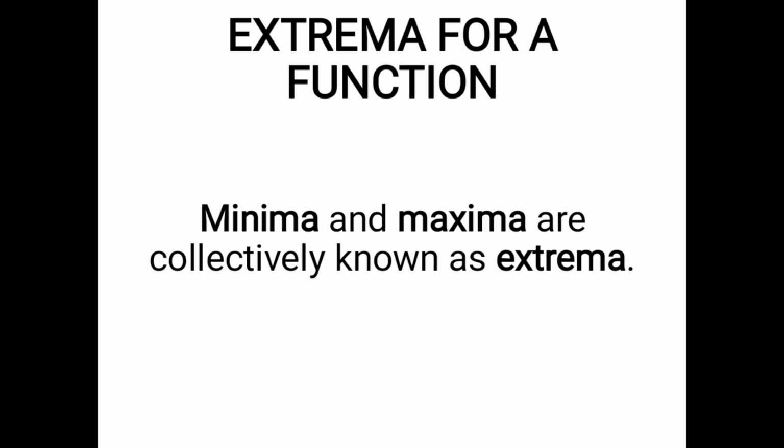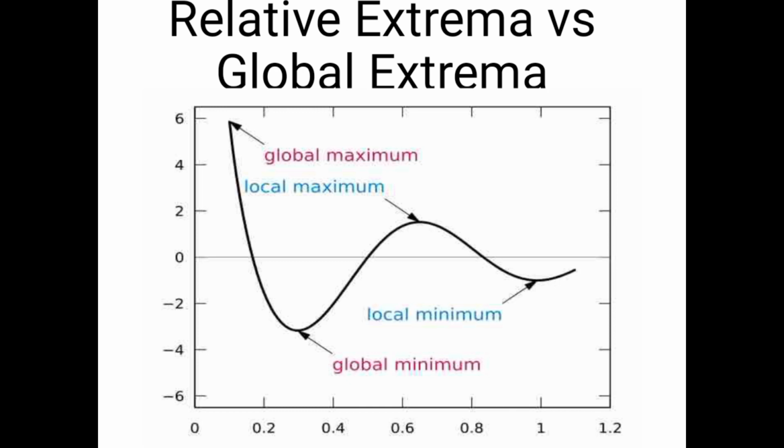Minima and maxima are collectively known as extrema. Considering this diagram, we have that it contains the relative extrema and global extrema. On this diagram, we can see global maximum, global minimum, local maximum, and also local minimum. Now, this graph is defined on the interval 0.1 to 1.1.